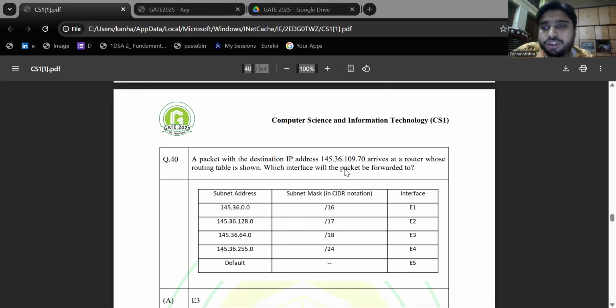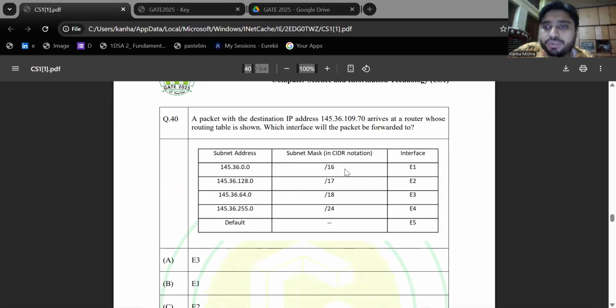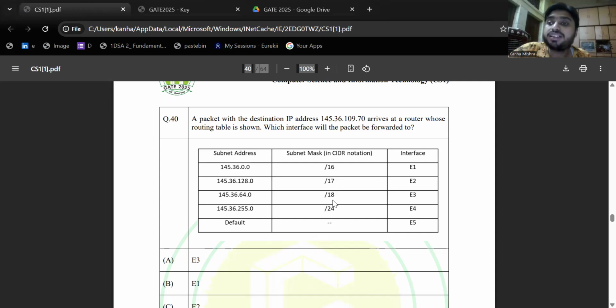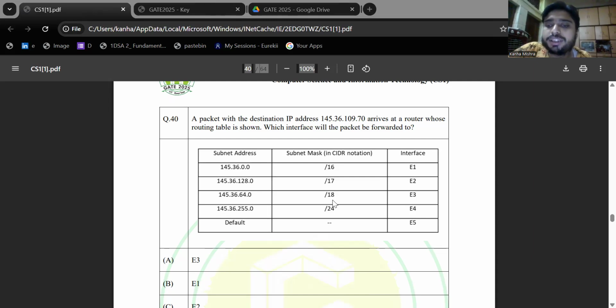In order to solve this question, let's understand a few prerequisites so that we can easily solve it. Let's first understand what subnetting is and what bit masking is. You are given a subnet address, a subnet mask in CIDR notation, and an interface. So let's first understand what subnetting is.